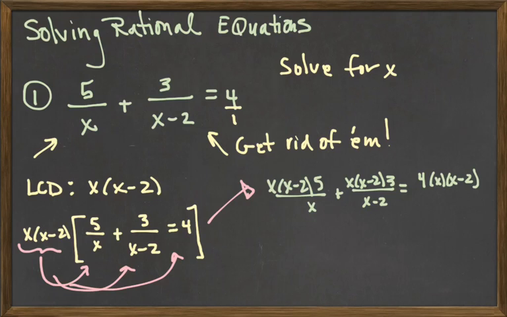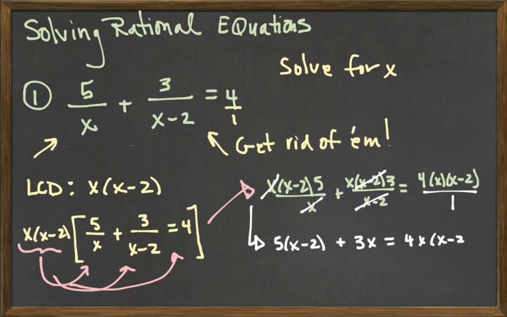Now the reason I did that is so that I can cancel all my fractions. So this x will cancel with that x, this x minus 2 will cancel with this x minus 2, and I have actually nothing to cancel over here on the right. So then my new equation becomes 5 times x minus 2 plus 3 times x equals 4x times x minus 2. Well, this is great. Now I have an equation that doesn't have any fractions in it, so I can proceed to solve in some way that I have solved before.